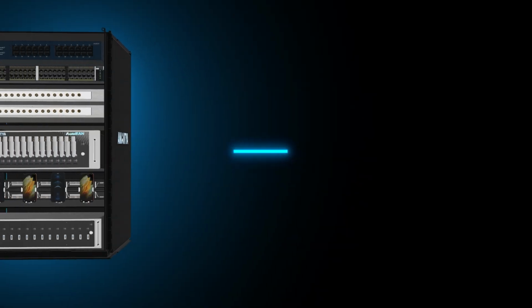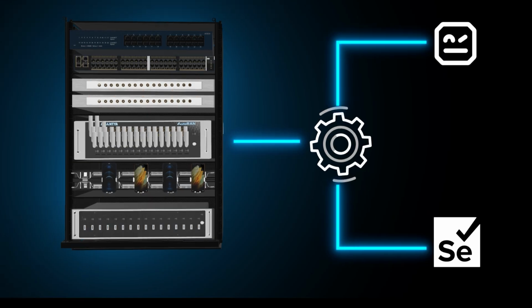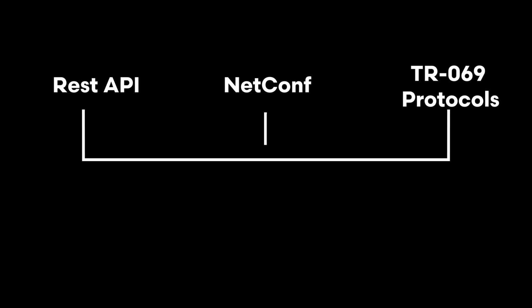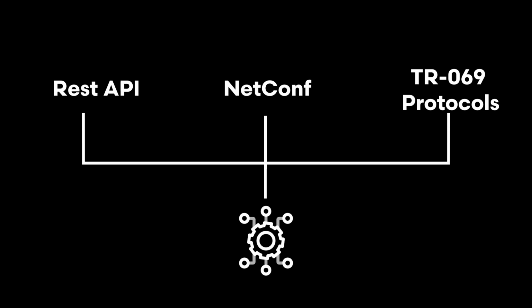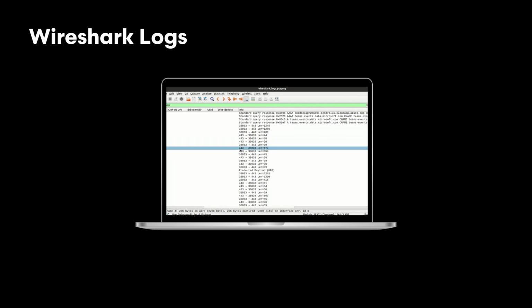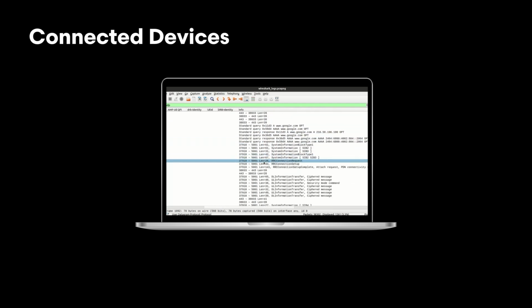AutoRAN provides easy integration with automation frameworks including Robot and Selenium. It supports REST API, NetConf, and TR069 protocols for easy integration with customers' existing test infrastructure. It can also be seamlessly integrated into existing CI/CD pipelines. For comprehensive logging, AutoRAN captures Wireshark logs in PCAP files for both the device under test and connected devices.